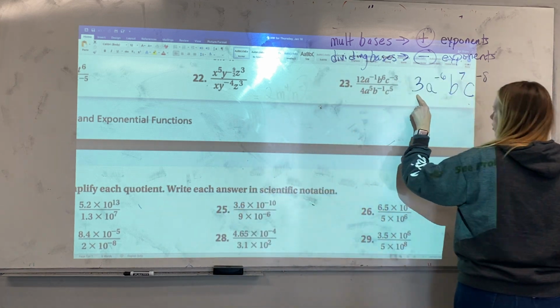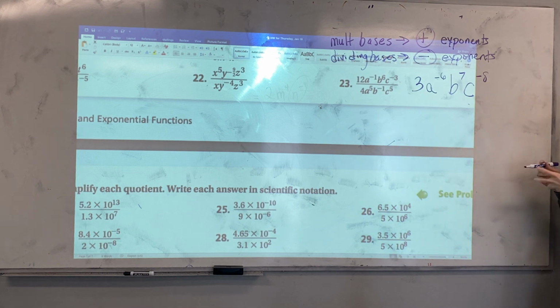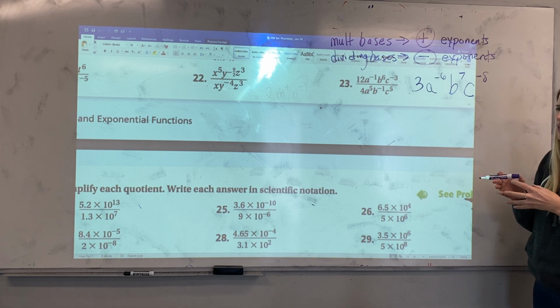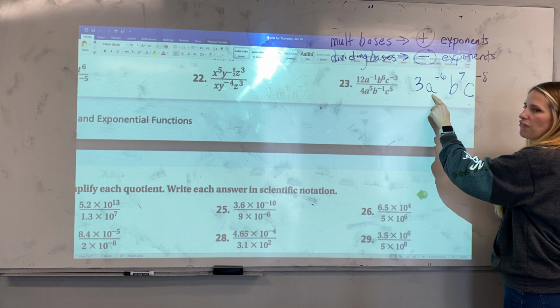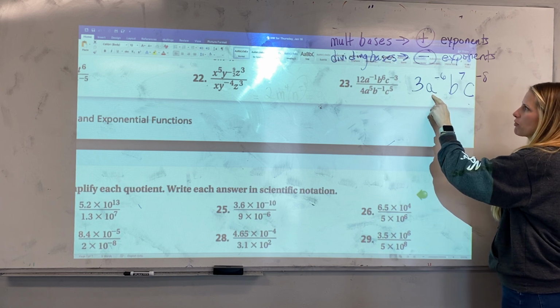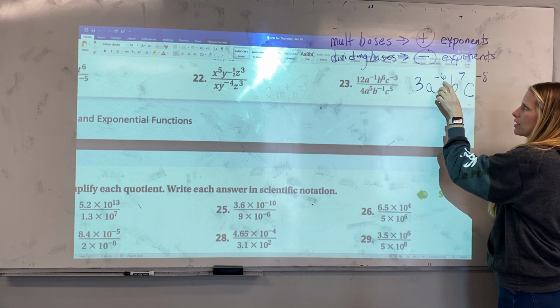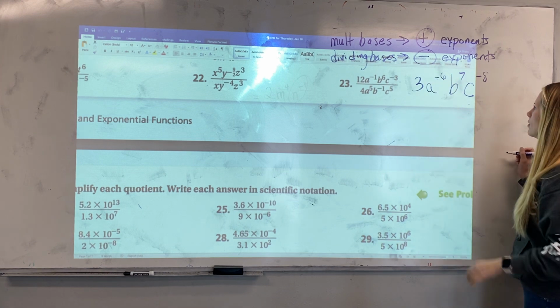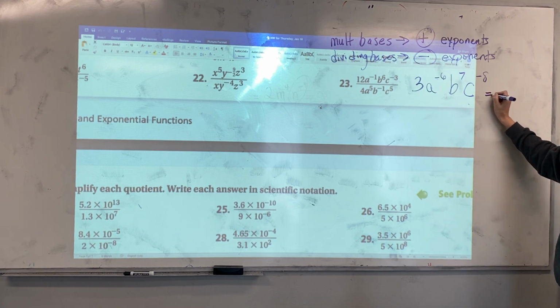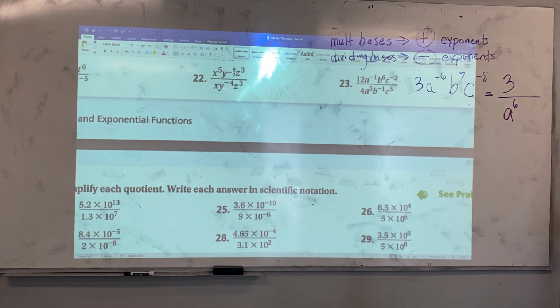The 3 stays, because even though it's all buddied up with the a, it's not a part of this operation. This exponent operation is only affecting the a because in order of operations, exponents come first. So this can't be together until this is simplified, and that means we're going to have to move this to the basement. So I'm going to rewrite this so that the 3 can stay. The a to the 6 has to go in the basement to get a more positive attitude.